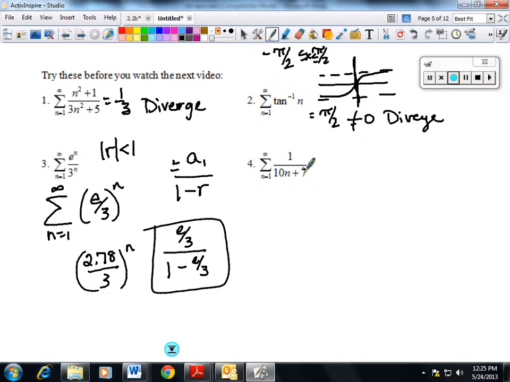This one, the limit does go to 0. The nth term test does not apply, so just by the nth term test, I know nothing. But because I know that this is kind of a p-series where p is 1, it is going to diverge.